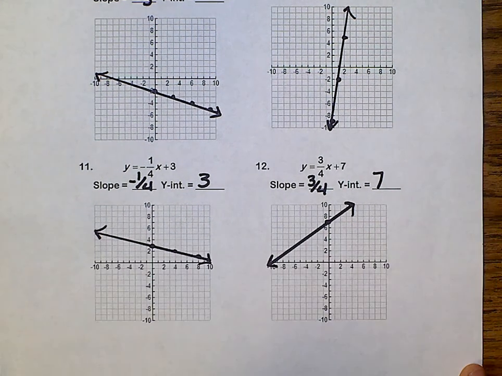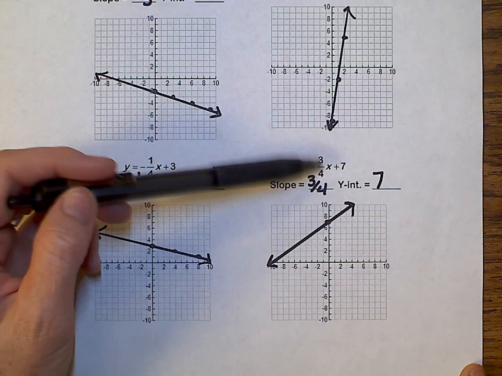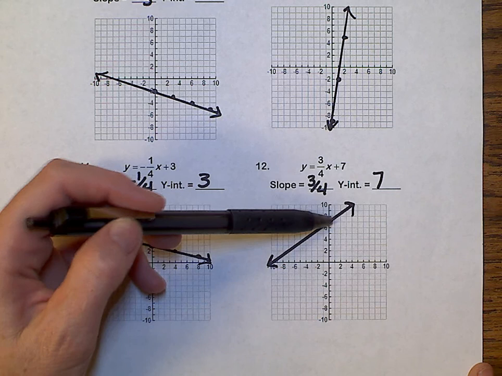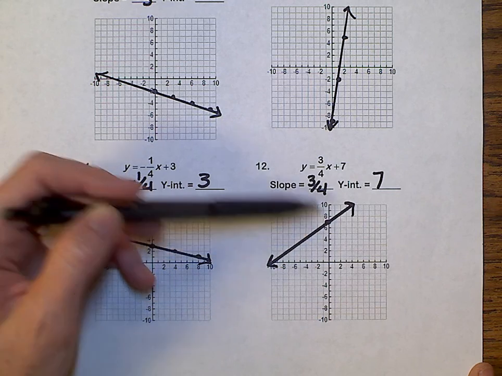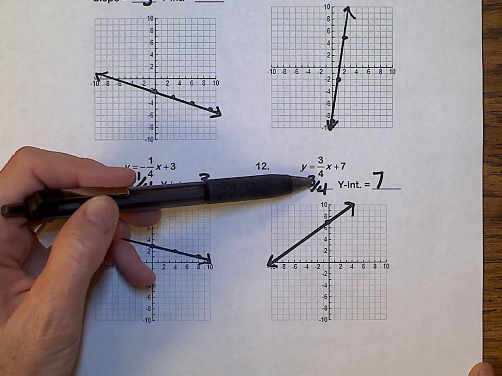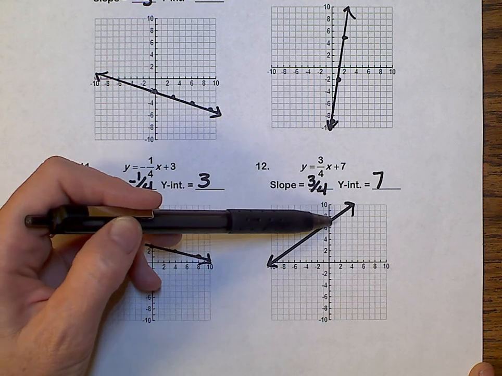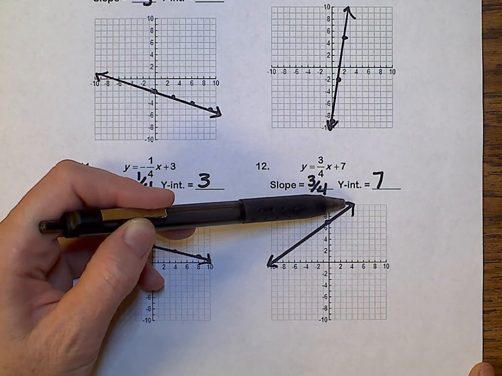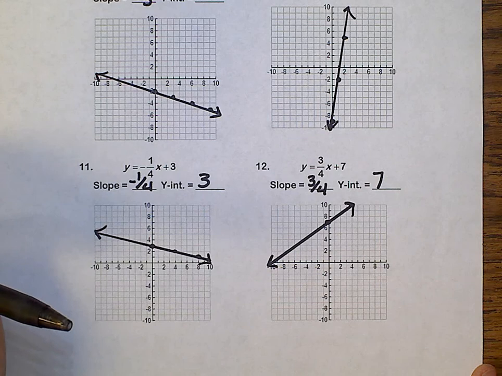Number 12 is a positive 3/4 slope, and then we're intercepting the y-axis at positive 7, so we need to go to positive 7, and then this says go up because the top number in our fraction for slope is the up and down. Denominator is left and right. So we're going to go 1, 2, 3 up, 1, 2, 3, 4 over. And then I just join my points at that point.